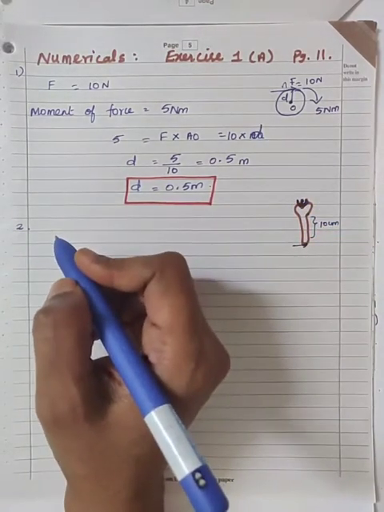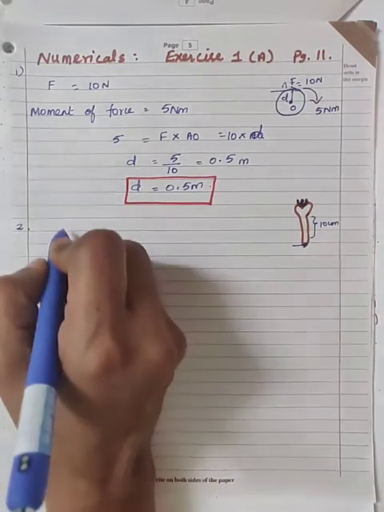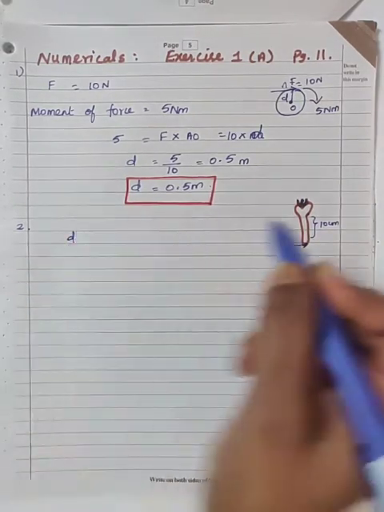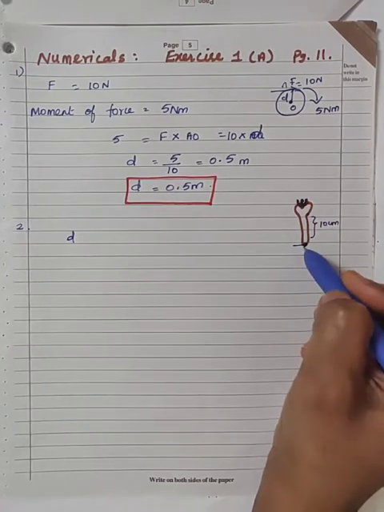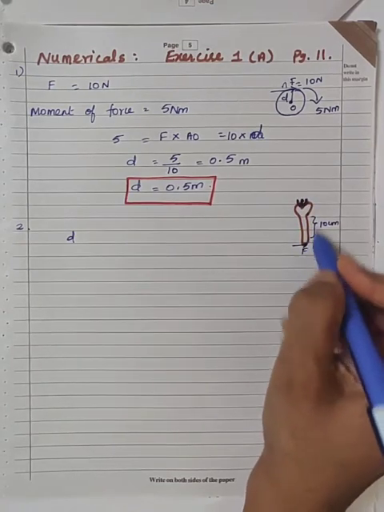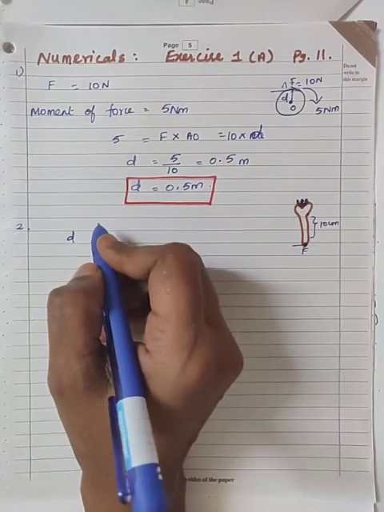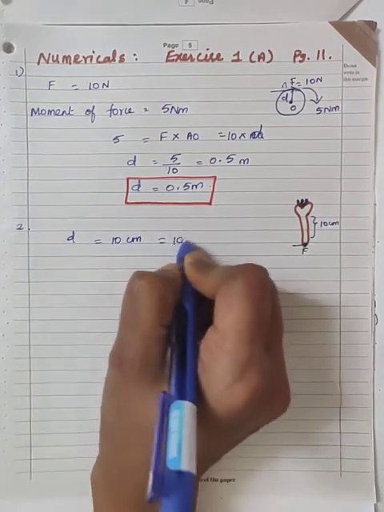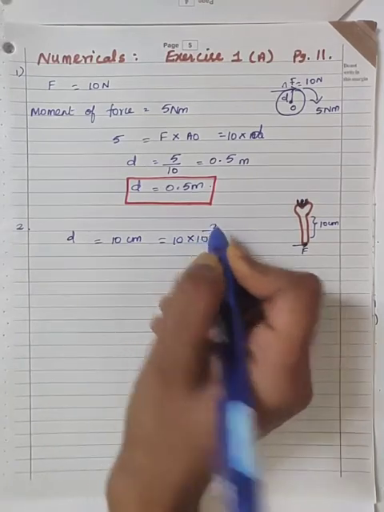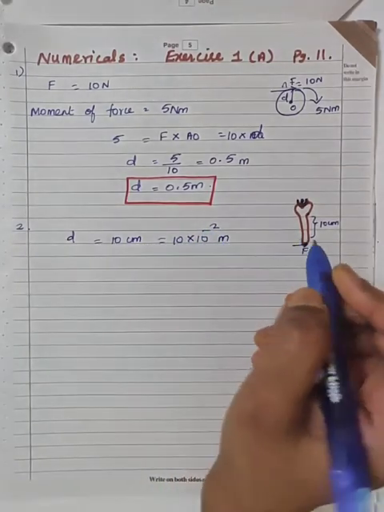In this question, the length of the wrench is given as D. This is the pivoted point. Here you are applying the force. So the perpendicular distance between the line of action of the force from the pivoted point is given as 10 centimeter. D is equal to 10 centimeter, which we have to write in meter, so 10 into 10 power minus 2 meter.